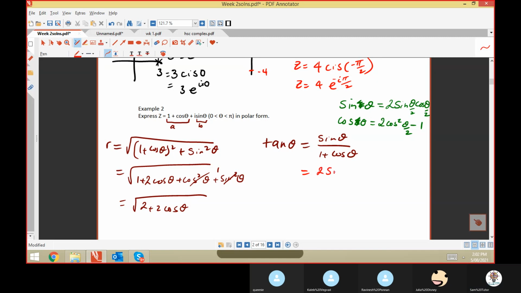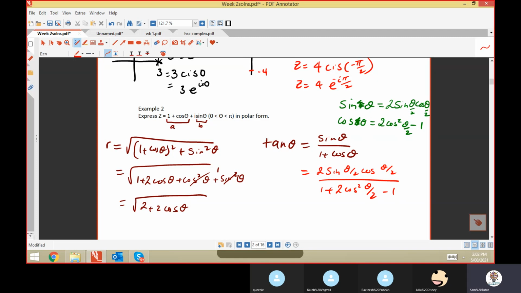Sine theta, 2 sine theta on 2 cos theta on 2 over 1 plus. Why did I choose cos, if you guys are wondering? Because I know there's going to be a minus 1. When I have a 1 and a minus 1, it'll cancel out. That's why I chose this. Otherwise, as you know, there are 3 versions of cos 2 theta. Beautiful.